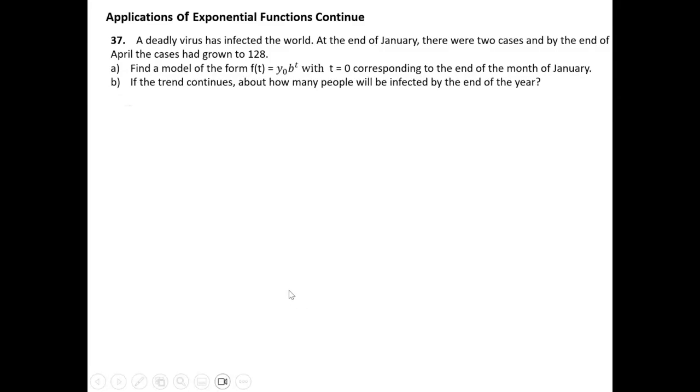Okay, so here's how it goes. Here's my solution. We need to find y naught, which is the initial value, and we need to find my b. The y naught, or y sub 0, is called your initial value, because when we started the experiment, the first part of the exponential function, there were 2 cases. So the 2 is going to be my y naught, which is my initial value.